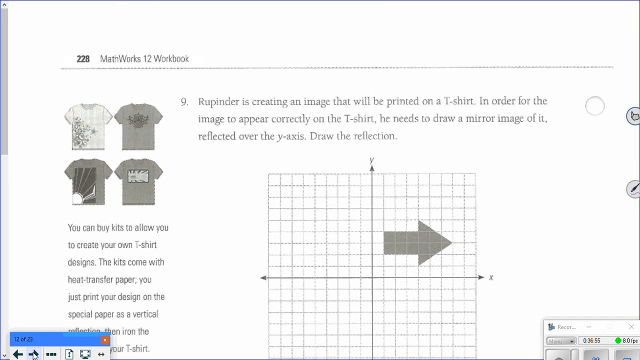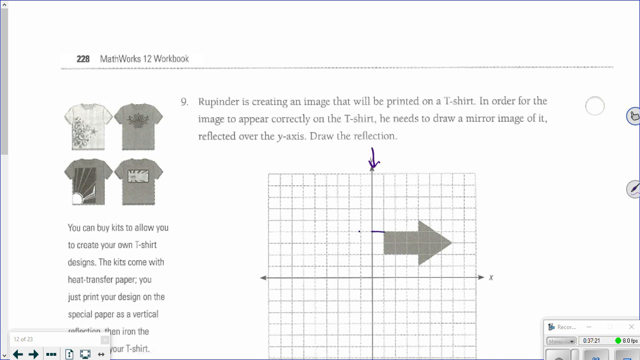Next example says Rupinder is creating an image that will be printed on a t-shirt. In order for the image to appear correctly on the t-shirt, he needs to draw a mirror image of it reflected over the y-axis. Draw the reflection. So over the y-axis is over this line, which means I would fold it along that line, which means this side is going to end up over here somewhere. So I'm using my y-axis as my reference point.